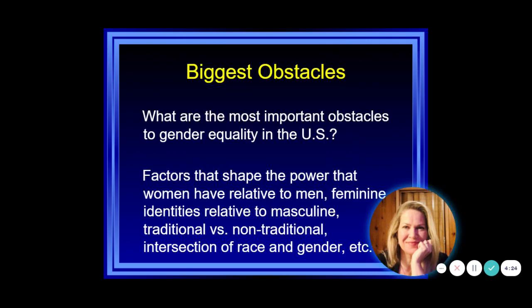And we'll also discuss the most important obstacles for gender equality in the United States and worldwide, exploring factors that shape the power that women have relative to men and that non traditional approaches to gender have relative to the status quo.